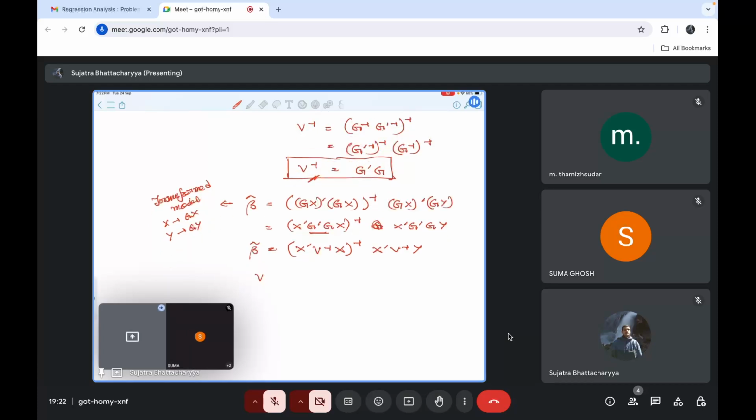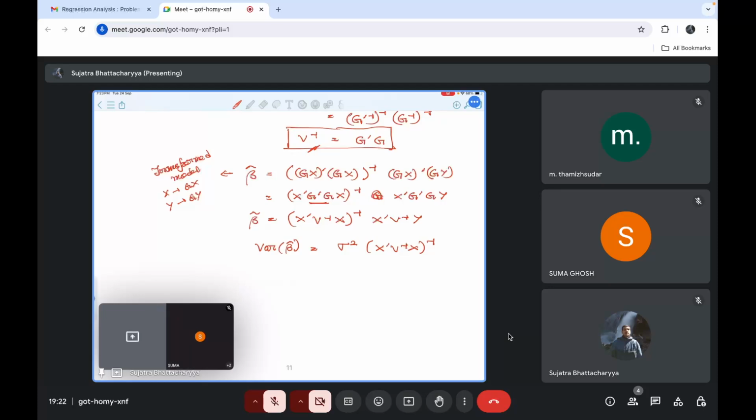Now, if you have to calculate variance of beta hat, what will it be? It will be sigma square. Just remember the previous thing. We write here X prime X inverse ith element, right? But here we will write X prime V inverse X inverse its ith element, whatever, beta. Okay, so this we have already done.